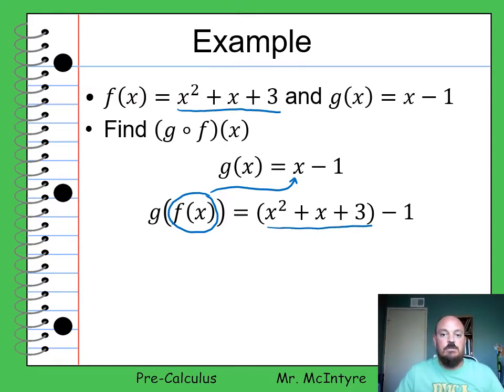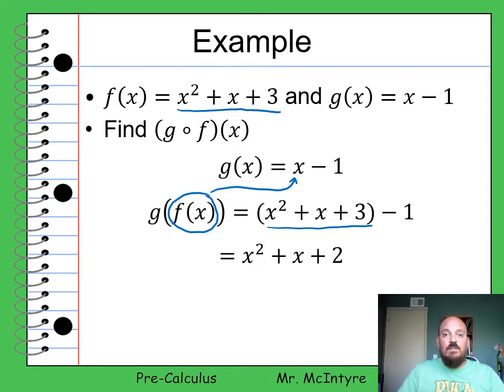So all I really have to do is subtract 1 from it. And we're done in one step. You just combine the positive 3 and the negative 1 to give you a positive 2. So final answer for this one is x squared plus x plus 2. That was a little easier than the first part, an easier substitution.